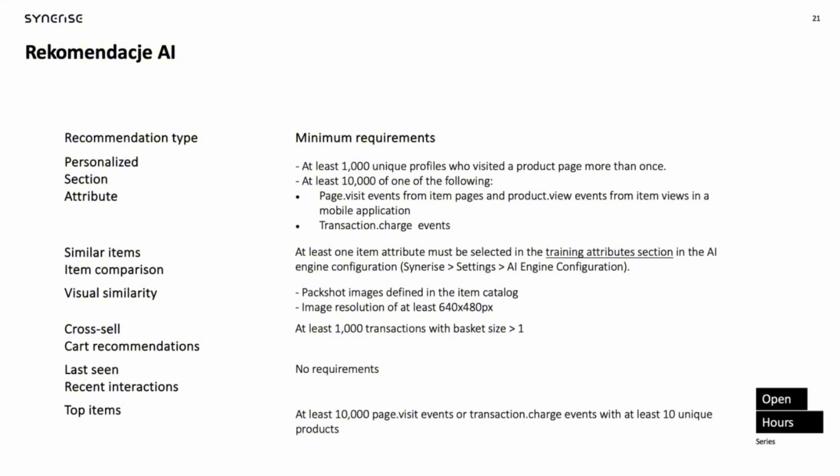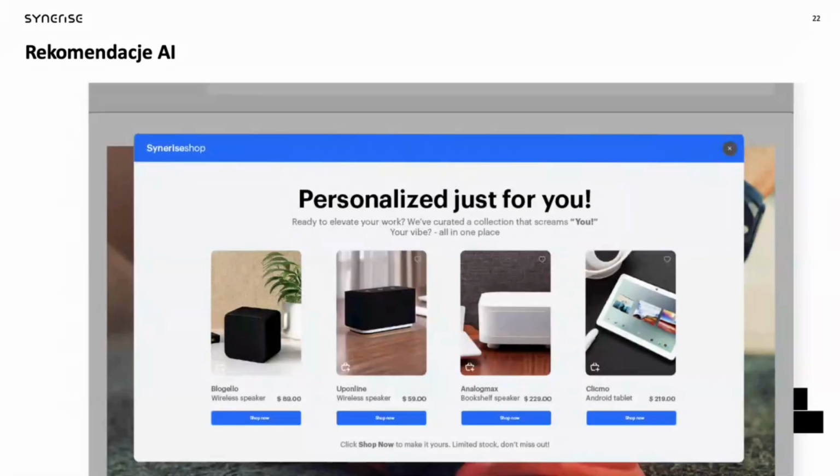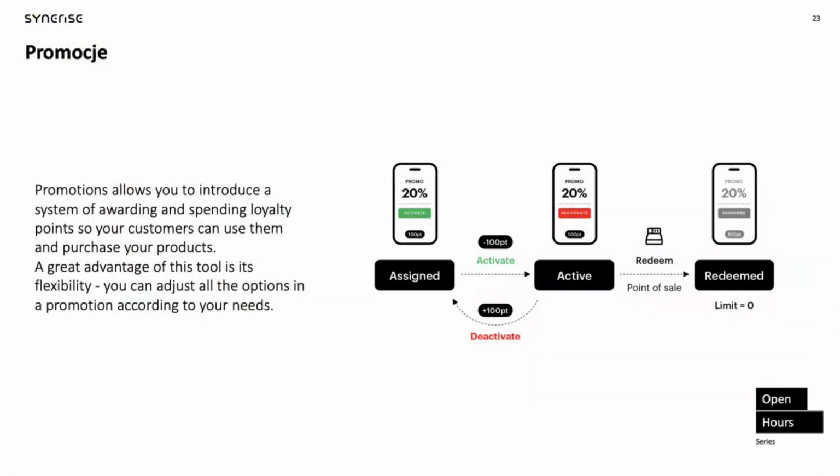Of course, there are minimum requirements that we must have to activate our recommendation. As you see, the last seen and the recent interactions have no requirements, but the other recommendations must have such a requirement. For example, at least 1,000 transactions with basket size +1, because they need the data for our AI engine to work. Here's an example of a personalized recommendation just for me. And now I'm going to talk about promotions.